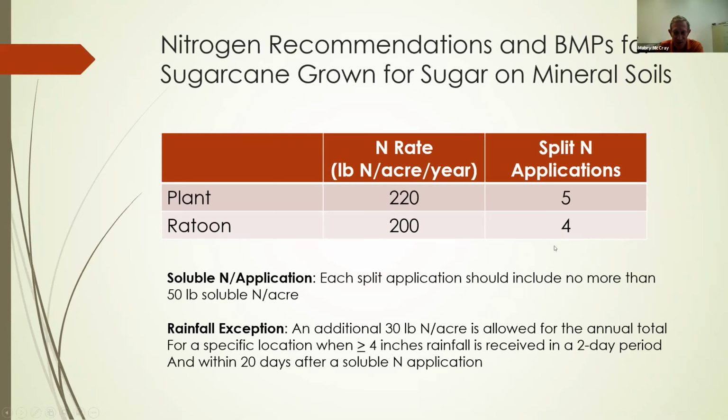Aerial applications are not an option for a lot of folks with other crops, but as I say, you might consider that last application with ground equipment, including control release, rather than having an application that includes a high rate of soluble nitrogen. There's also a rainfall exception, which we included, for when we get a period of heavy rainfall that would allow growers to put on an additional 30 pounds of nitrogen.